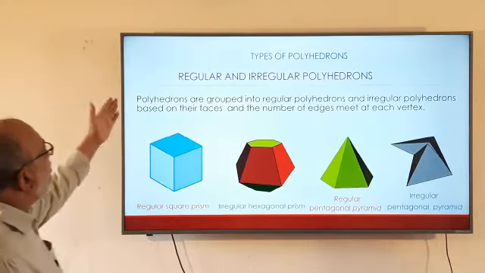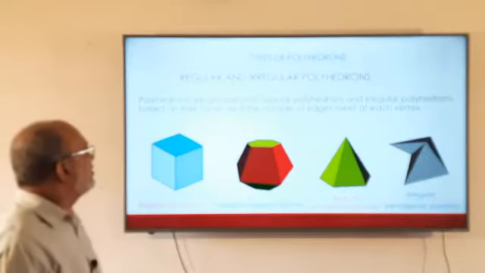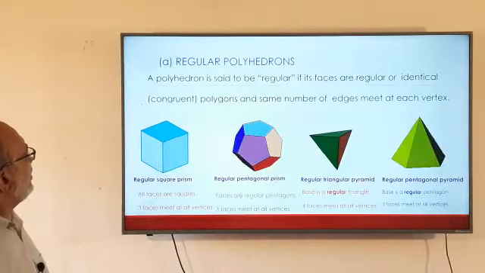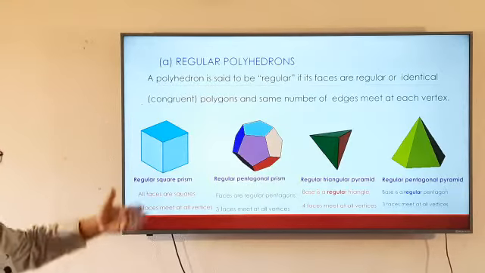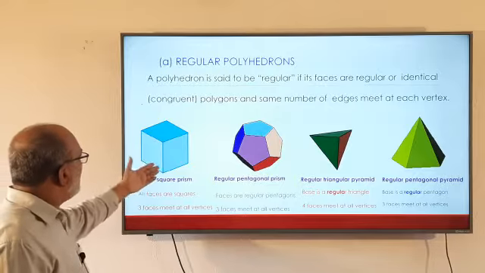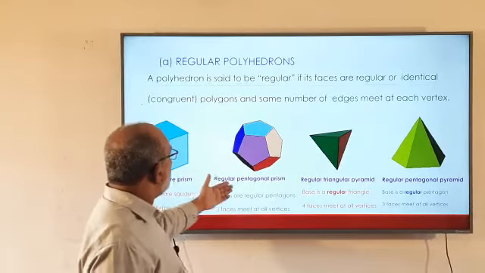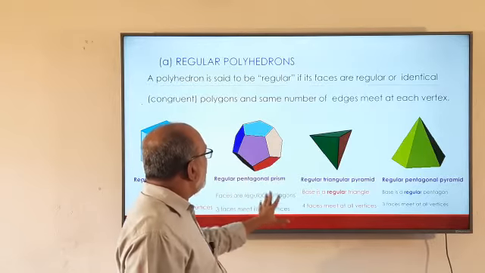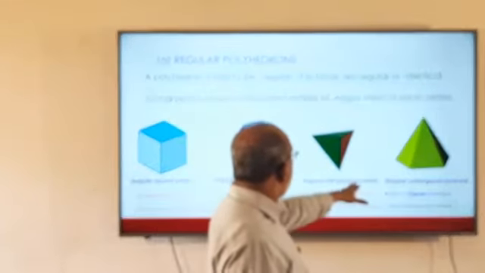So regular and irregular polyhedrons, this is what we have learned today. Regular means equilateral and equiangular, right? Now we see regular polyhedrons. As we have already learned, here is a regular square prism. Here is a regular pentagonal prism. This is a regular pentagon. This pentagon is regular. Here is a regular triangular pyramid.